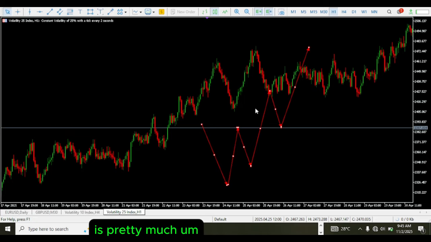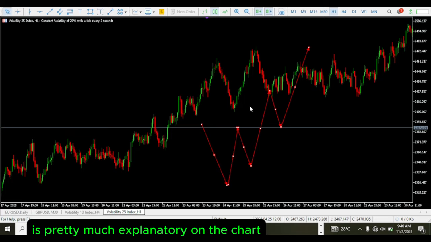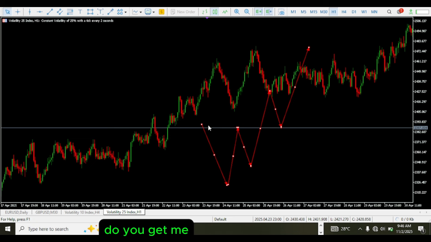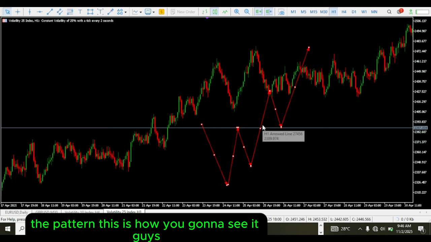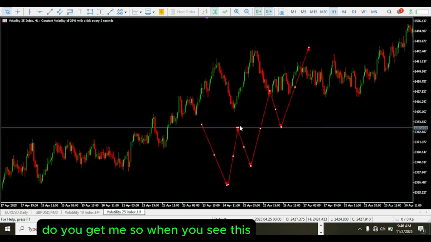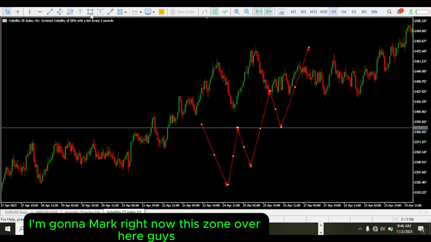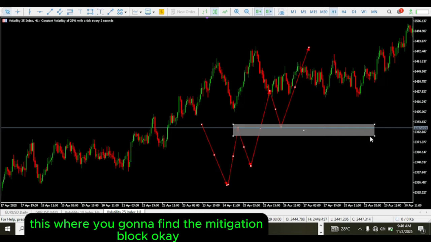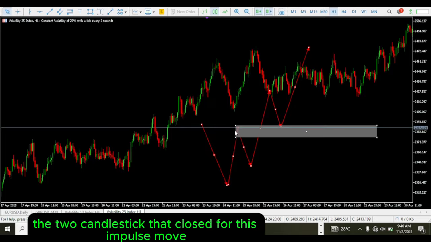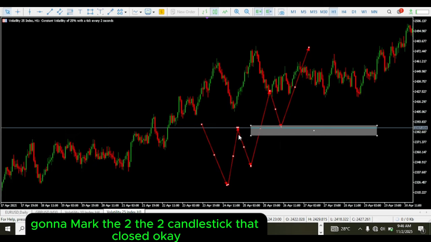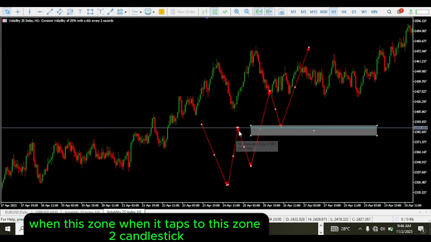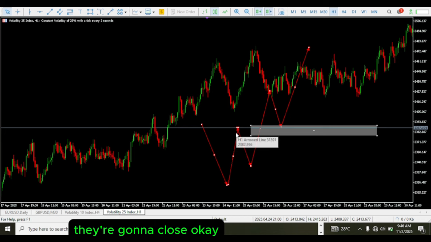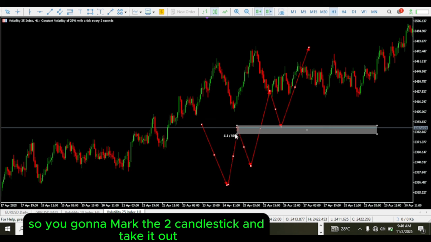And this strategy right now is pretty much explanatory on the chart. So this is how you're going to see the pattern on your chart. When you see this, this zone I'm going to mark right now, this zone over here, is where you're going to find the mitigation block. You're going to mark the two candlesticks that closed for this impulse move. Let me show you. Obviously when it taps into this zone, the two candlesticks are going to close. So you're going to mark the two candlesticks and check it out.